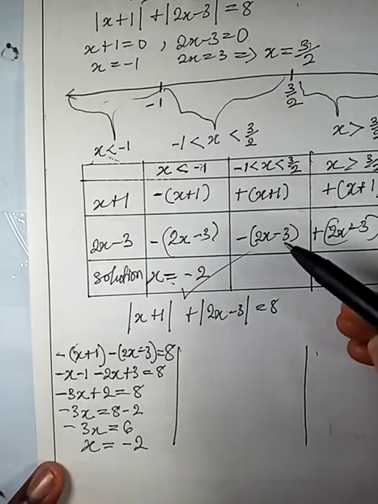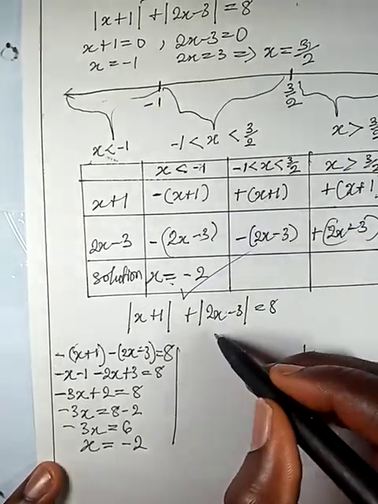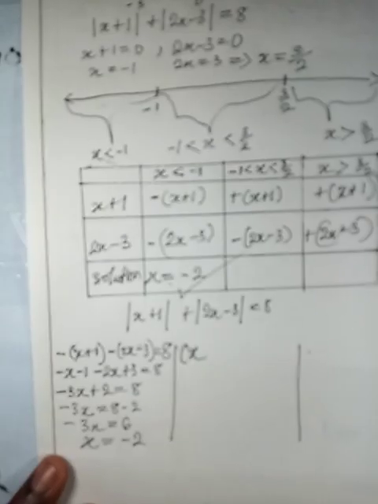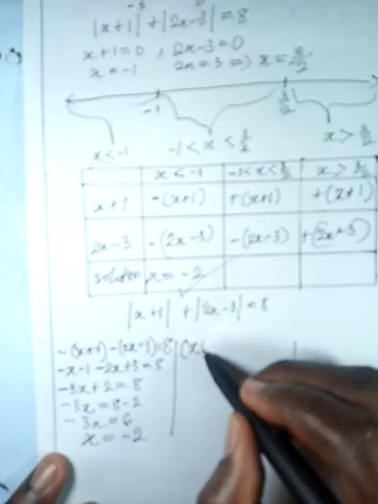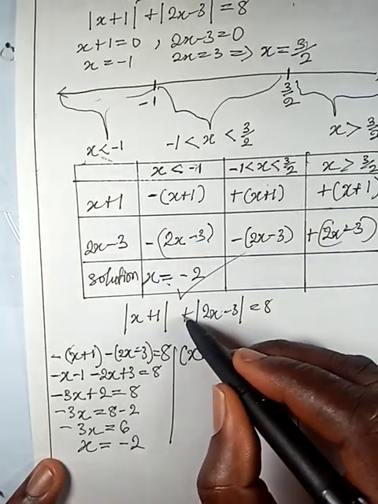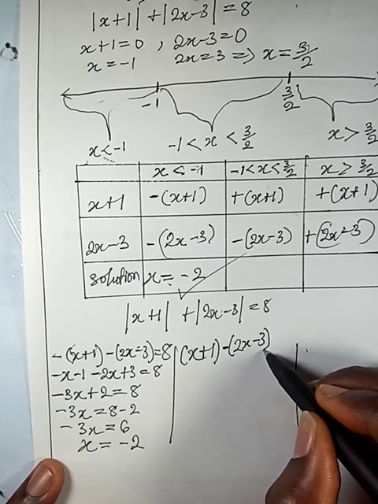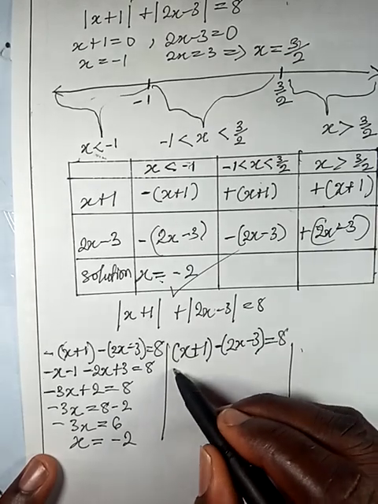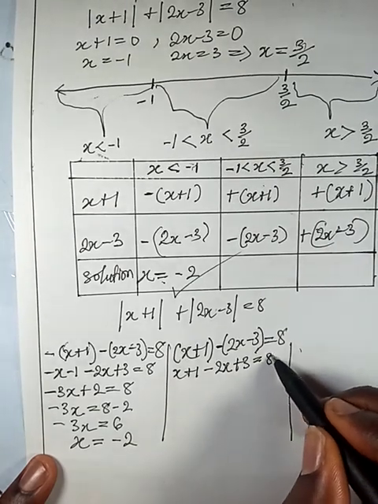So the second thing is we look at this. So we'll draw the bars and then use this. This is positive here, so we have x plus 1, and then this is plus, that's this, but minus, this will change it to minus 2x minus 3 is equals to 8. So from here, solve this. You have x plus 1 minus 2x plus 3 is equals to 8.